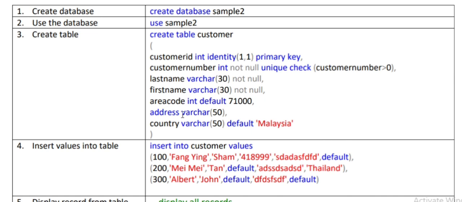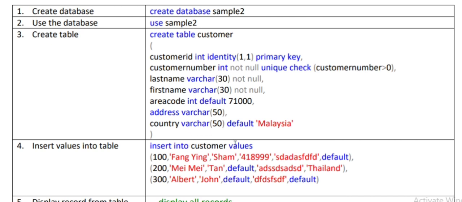Area code int default 71000. Address varchar 50. And country varchar 50 default. The default country is Malaysia. So if we do not provide any country name, then the default would be Malaysia. Bracket closed.